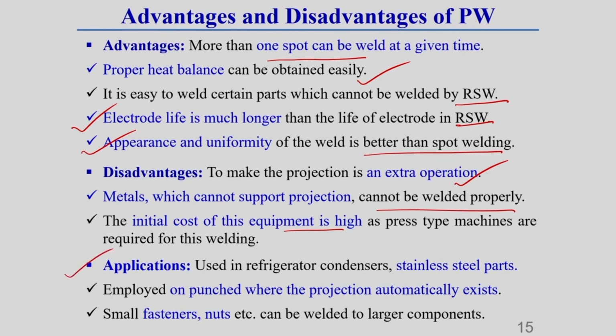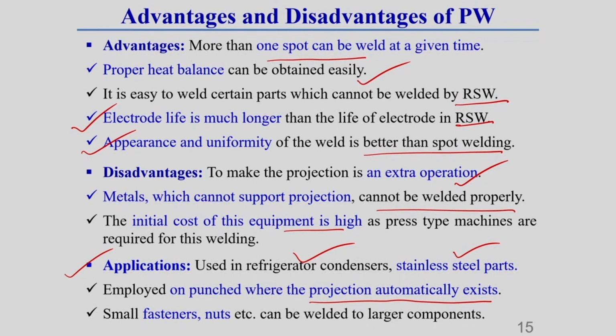Now, applications of this type of welding process are in refrigerator condensers, in stainless steel parts, and in punches where a projection is already available, where we can easily employ this resistance projection welding process.